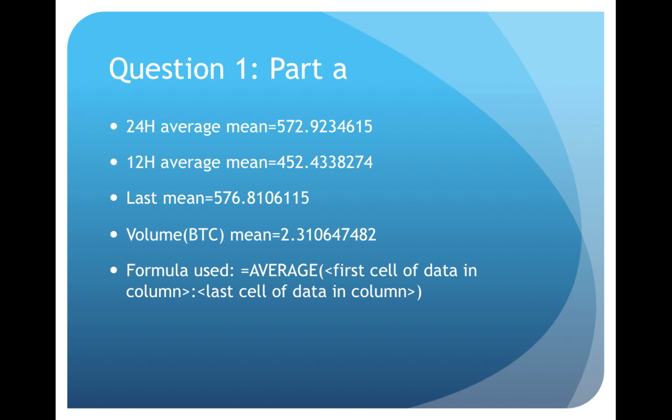Okay, so we'll be starting off with question 1, part A firstly. We were asked to calculate the mean of these four variables right here: the 24-hour average mean, the 12-hour average mean, the last mean, and lastly the volume mean. In order to calculate these four variables, we had to use this formula called the average, first cell of the data in column to the last cell data in column.